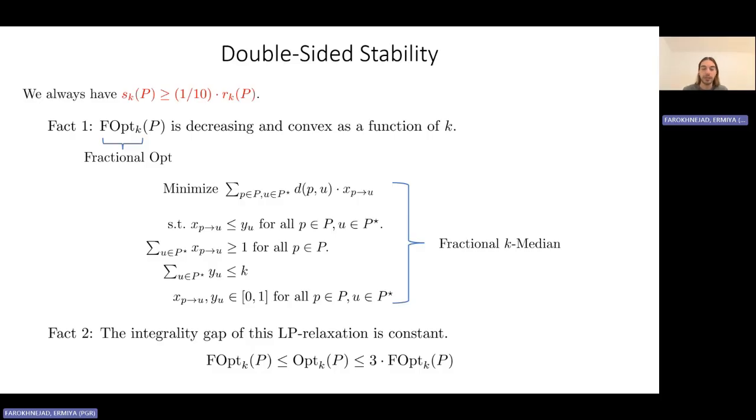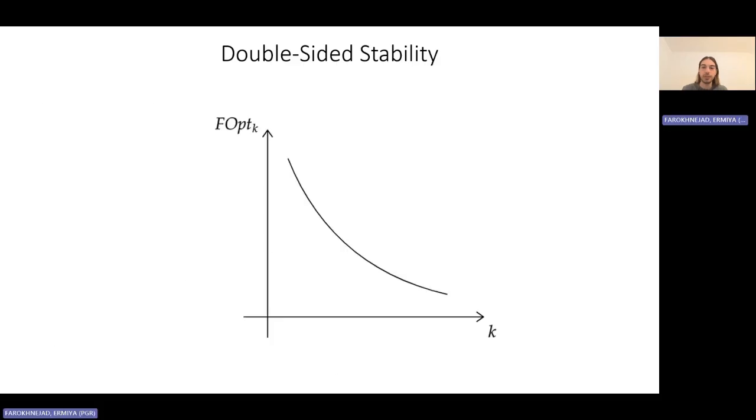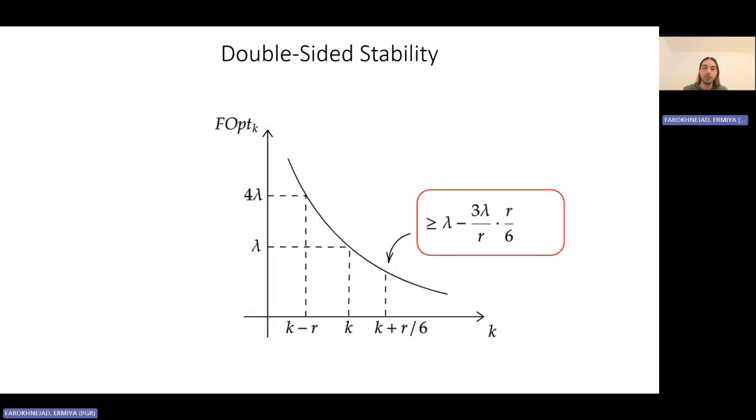If we combine these two facts together, we can show this side of the inequality in the double-sided stability lemma. To give you some more detail, let's say that this is the f opt, which we know is convex and decreasing. And let's say the value of opt k is lambda. Since the redundancy of the space is R, it means that if we consider the opt k minus R median, it's going to be at most 4 lambda. And now consider the right-hand side. Consider the optimum k plus R by 6 median. Since the function is convex, you can see that the value of the opt at this point, k plus R by 6, is going to be at least lambda by 2.